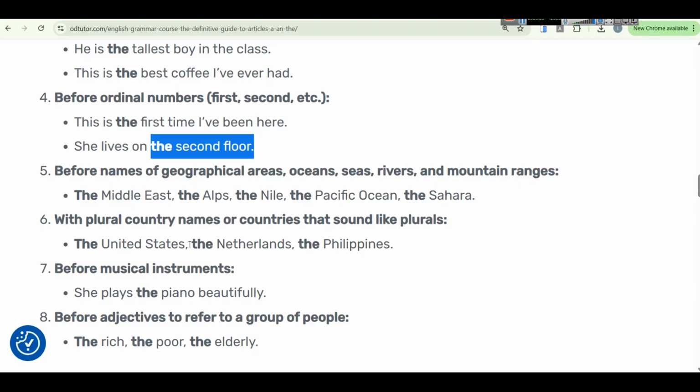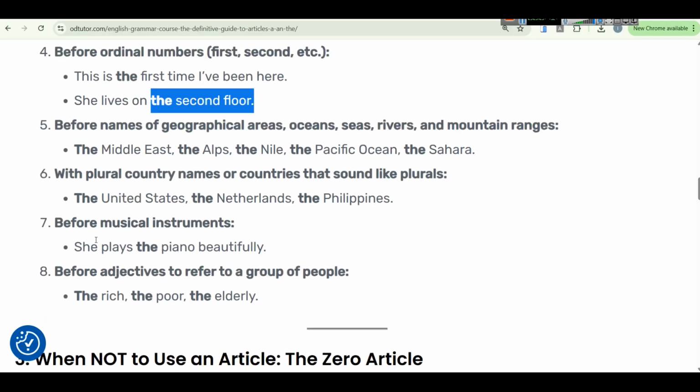We are using the United States because it has many states, and this is the United States. It is also used before musical instruments. She plays the piano beautifully. She plays the flute beautifully, or whatever you want to add there.